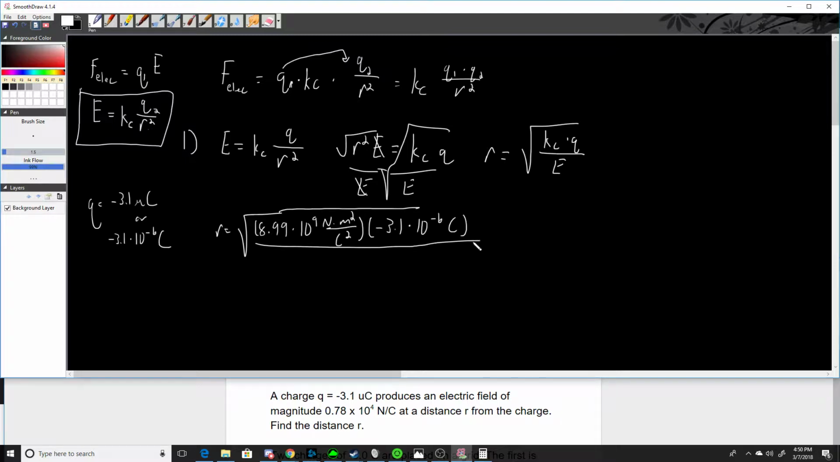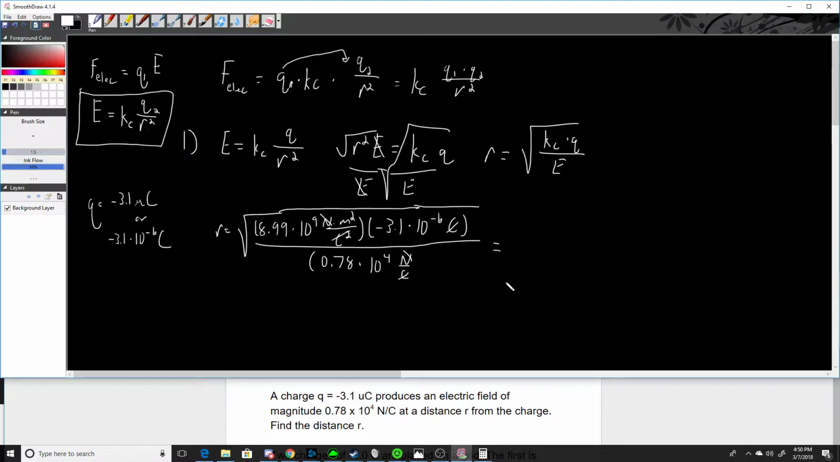And we said that's over the electric field, and in that question, it gives us the electric field of 0.78 times 10 to the fourth newtons per coulomb. All right, so now I've got coulombs divided by coulombs, that's coulomb squared, which will be canceled out by that. So my coulombs are gone. Newtons here, newtons there, newtons are canceled. So I'm left with meter squared. I know I've got everything set up right.